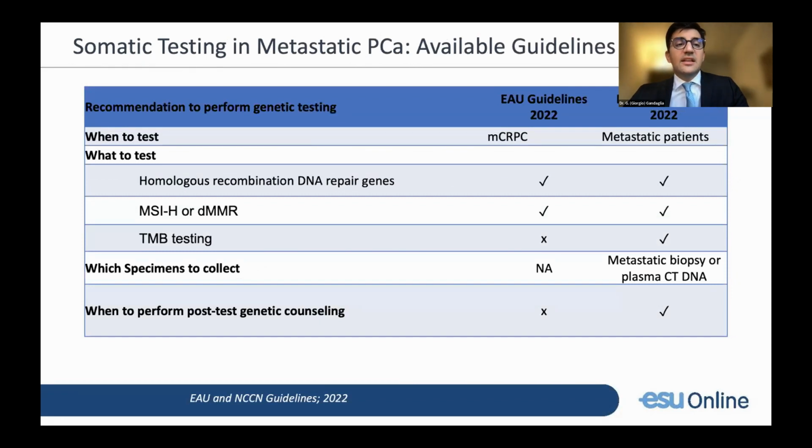And these are the guidelines for somatic testing in metastatic patients. Our guidelines, the EAU guidelines, currently recommend to test patients with metastatic castration-resistant disease. The NCCN guidelines provide a broader classification, and they recommend to test all metastatic patients, and they also recommend to use the metastatic biopsy, or if not available, plasma circulating tumor DNA. And these are the genes that should be tested.